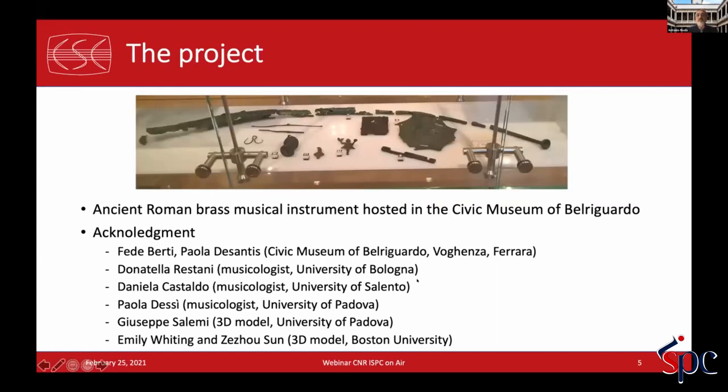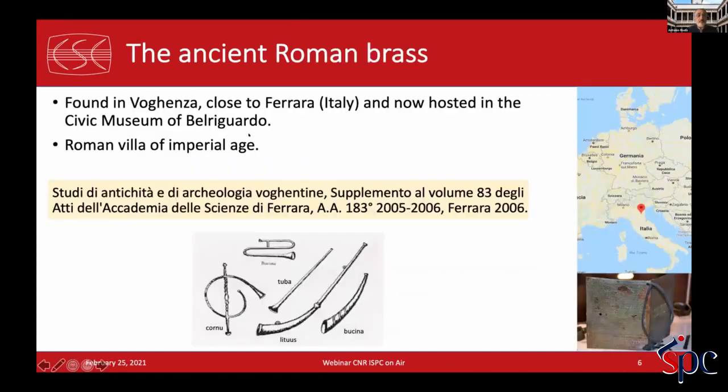Today, I'm going to show you a case study concerning an ancient Roman brass instrument hosted in the Civic Museum of Belriguardo. This is part of a truly multidisciplinary project that involves musicologists, computer scientists, and engineers. And I must acknowledge all these colleagues and the current and former directors of the museum. The instrument was found in Voghenza, close to Ferrara, in the context of the excavations of a Roman villa of imperial age. You can find more details about it in this volume.